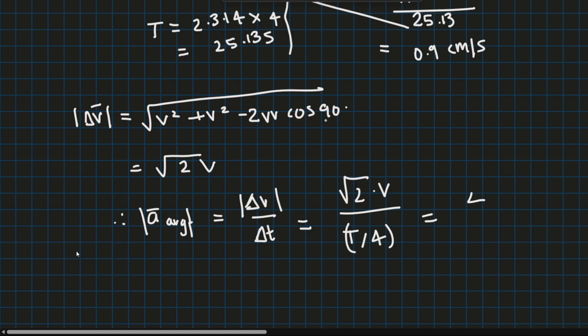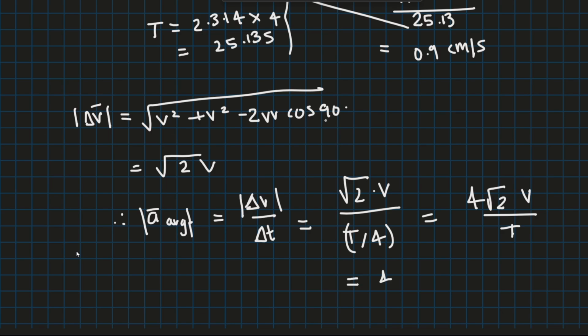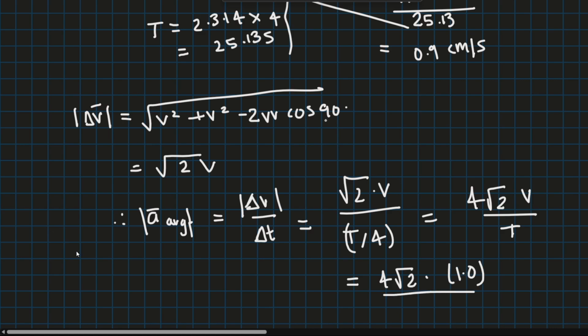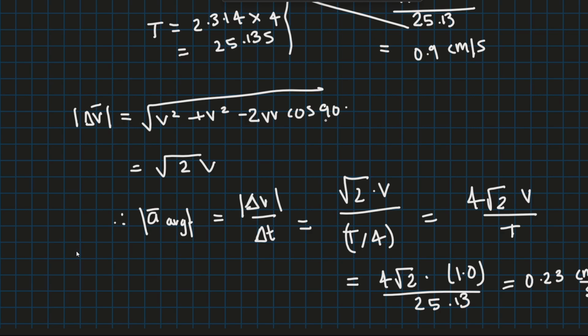When we equate this, we get 4 root 2 v upon t. If we compute this, we will get 4 root 2 into 1.0 upon t, which is equal to 25.13. This would give us an answer of 0.23 centimeters per second squared. This is the answer of average acceleration.